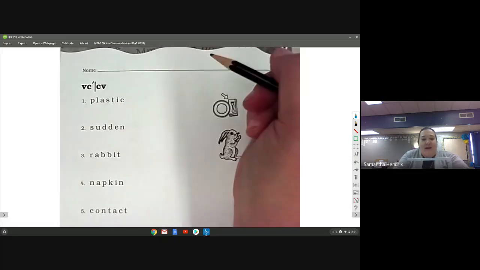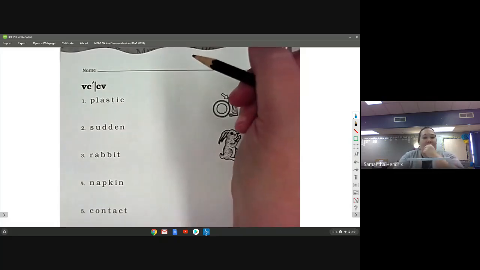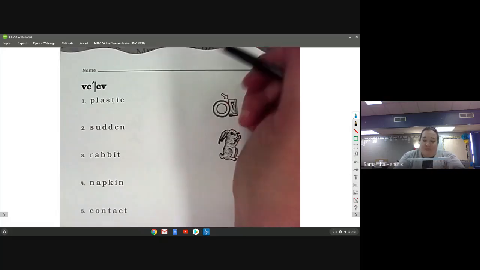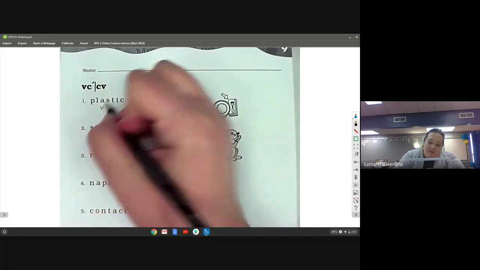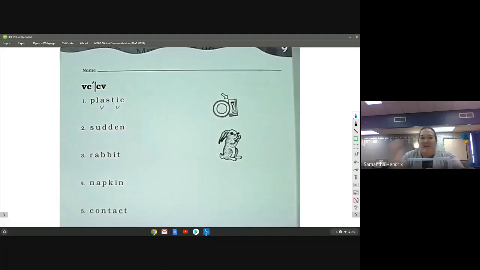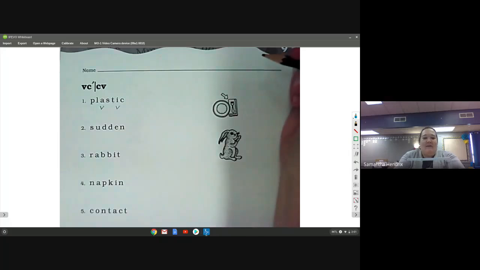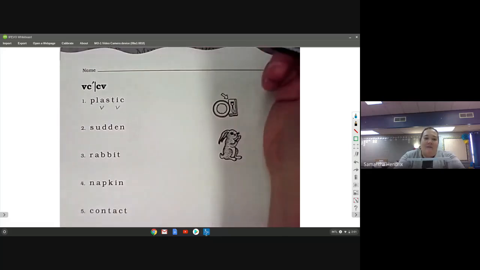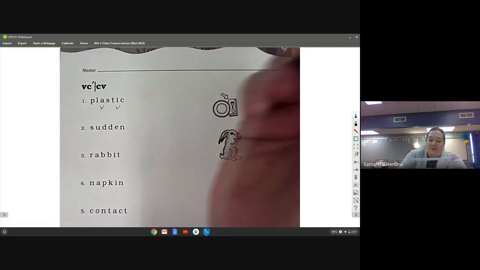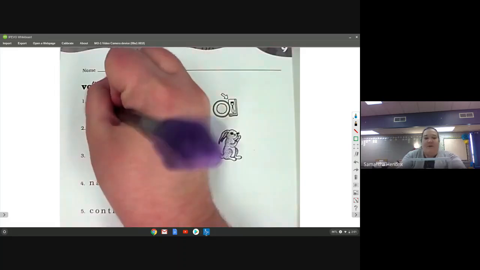So where are your vowels? Which letters? A and I. So we're going to code those. And I'm going to put a little V under the A and the I. Okay? Now, what letters are between the vowels? S and T, and those are what? Vowels or consonants? Good, those are consonants, so I'm going to label those.